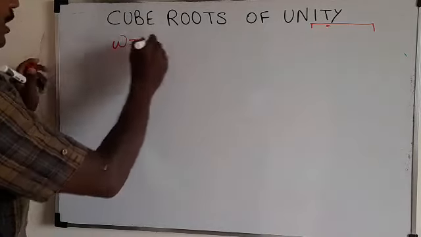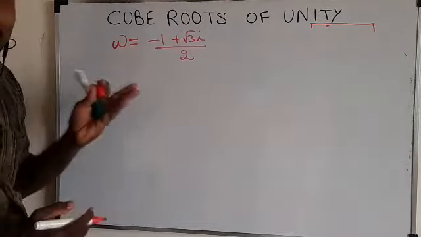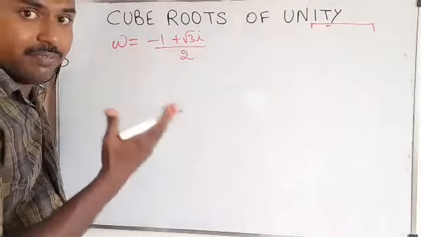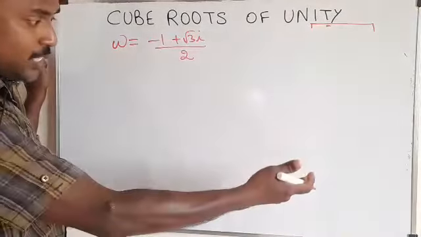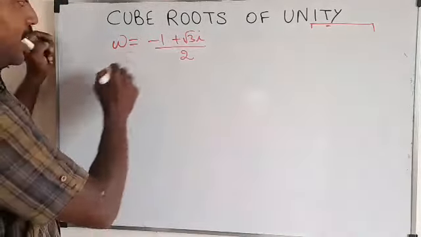We assumed that omega is equal to minus 1 plus root 3i by 2. So when we square this, will it become omega square? The next one, let us see. Will it become the next cube root of unity? Let us check it out.